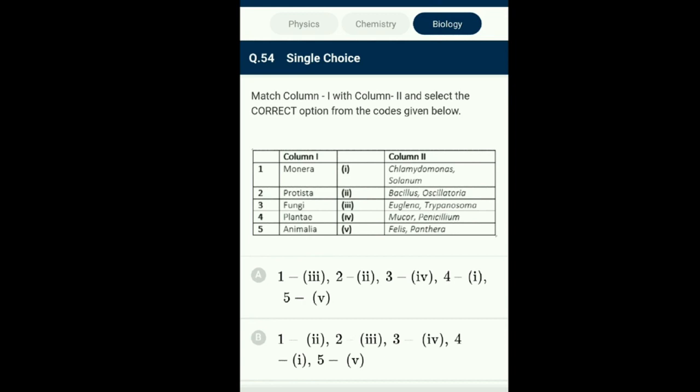Then kingdom Fungi. It forms a unique group of heterotrophic organisms showing wide diversity. These organisms are achlorophyllous as they are all non-photosynthetic. Penicillium and Mucor are examples of fungi. Then kingdom Animalia. It includes all multicellular eukaryotic heterotrophic animals. This includes Panthera, a genus that includes all spotted cats. It also includes the tiger and lion group. So the correctly matching option is option B.